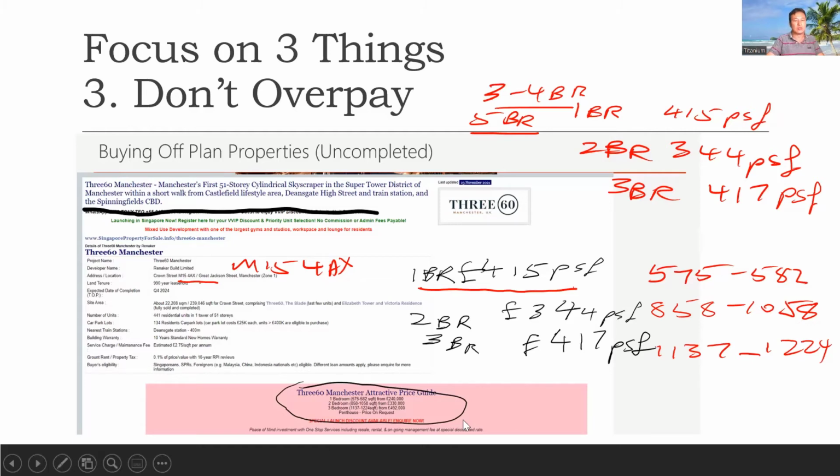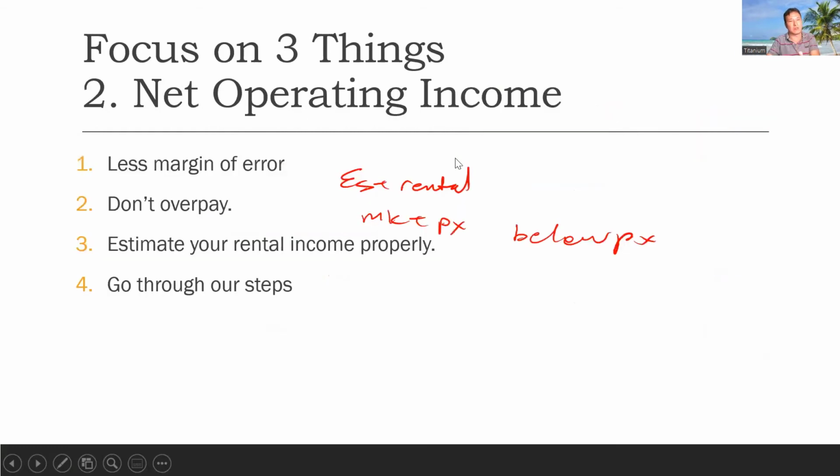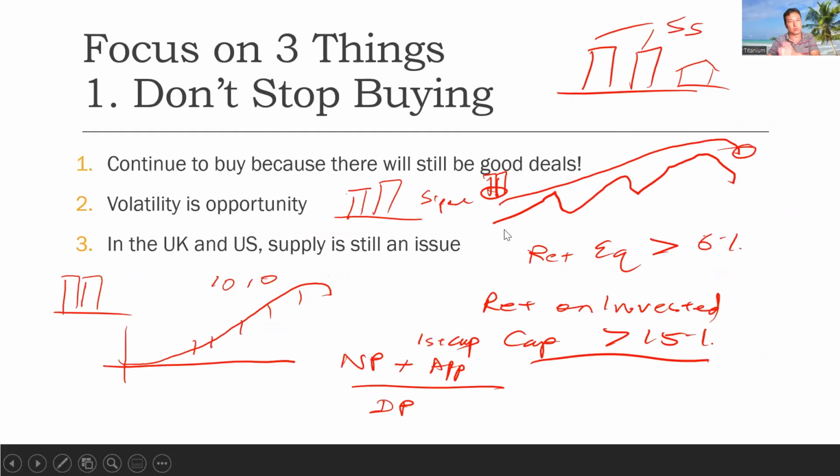So there you go. So don't worry about interest rate rises. You've got to be very disciplined, make sure that it's cash flow positive, capital gains in the right city, right location. Don't overpay for it. Estimate your rental income properly and don't stop buying.